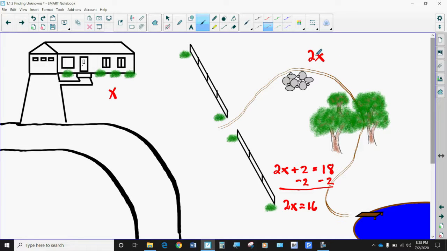And here, when I was at the rock pile, I had doubled my stash. So if I undo that, what's the opposite of doubling something? Divide it by 2, correct? So if I divide my 16 by 2, that means I must have started with 8 rocks when I left the house.